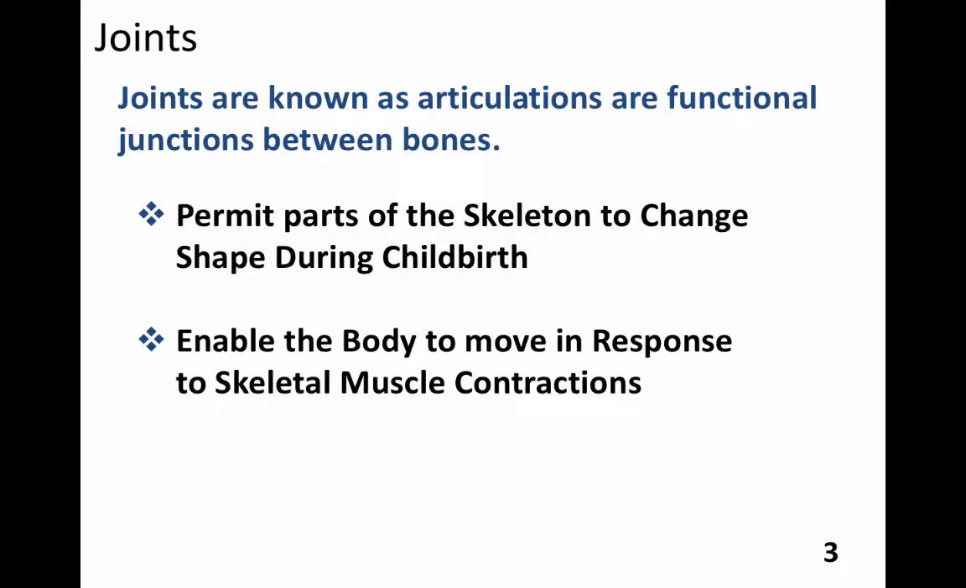But essentially, before that time for which they become bone, they are these joints between all the major flat bones in the skull, and it allows us to be able to partake in childbirth. And it also enables the body to move in response to skeletal muscle contractions. So essentially there are different types of joints, and I'm going to show you this quick video and then we're going to discuss it afterwards.